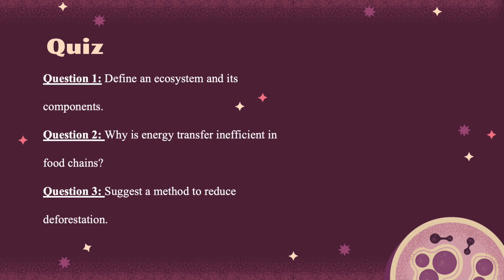And now, let's reflect with these 3 questions. The first one, define an ecosystem and give an example. The second one, how do decomposers contribute to the ecosystem's health? And the last one, what are some ways humans can reduce their impact on the environment?